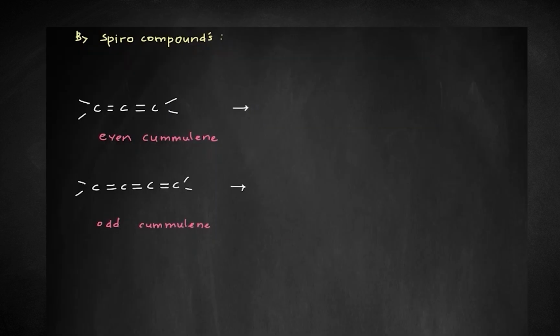Okay, now dear student, we have just completed the cumulenes, that is, the even and the odd cumulenes. But I would like to ask you a simple question. What if instead of continuous double bonds we had continuous rings? So what will happen? Let's see. If in place of a double bond I put a ring, then these compounds are called spiro compounds, and as the number of rings is even, this is called an even spiro. Next, in place of 3 pi bonds I can place 3 rings.